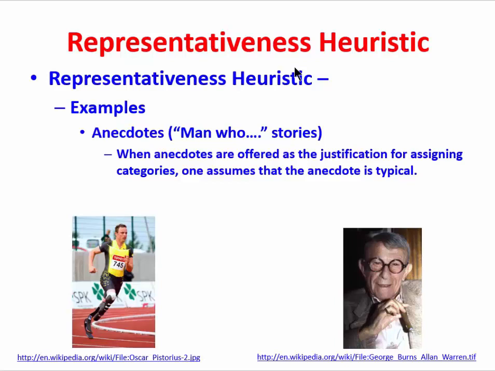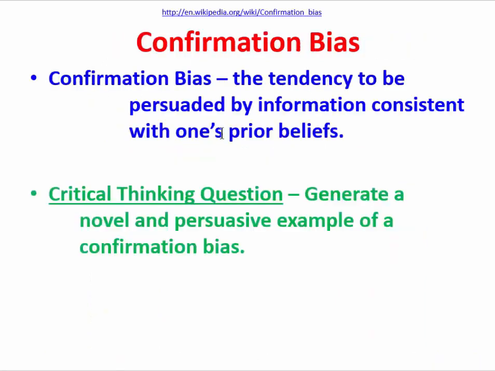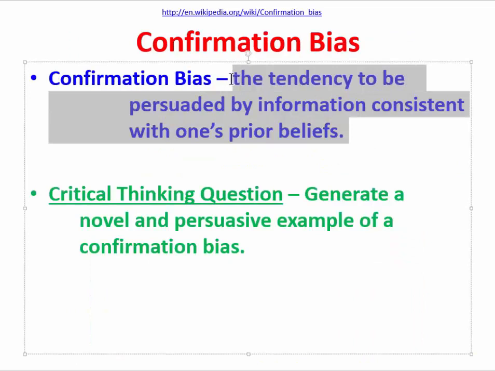Okay, there are still other kinds of cognitive errors that we can make, and these would include the confirmation bias. The confirmation bias might be defined as the tendency to be persuaded by information consistent with one's prior beliefs. So let's think about some examples here for the confirmation bias.